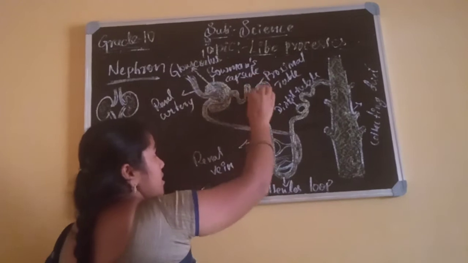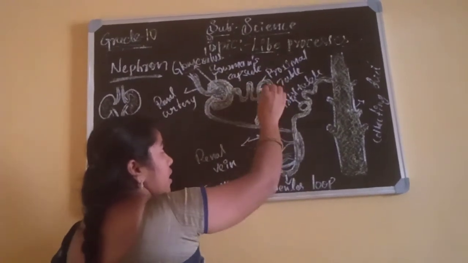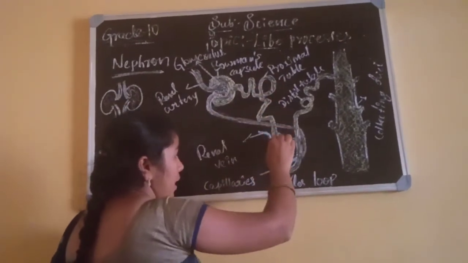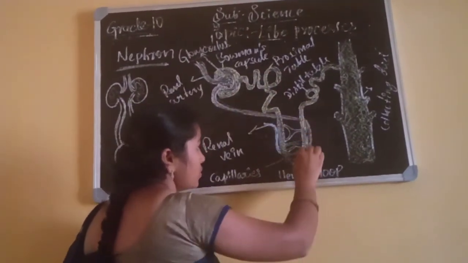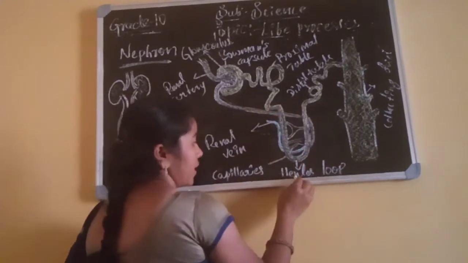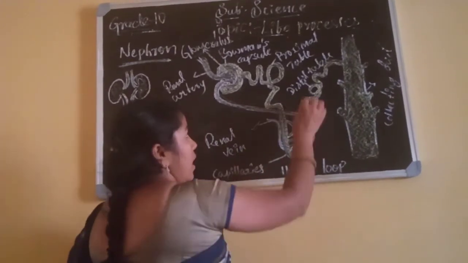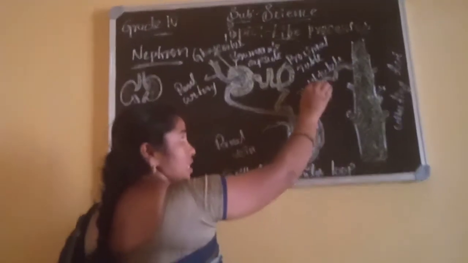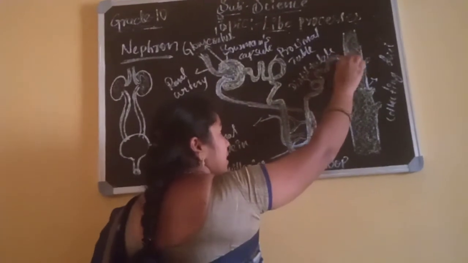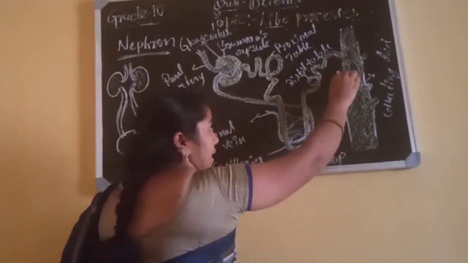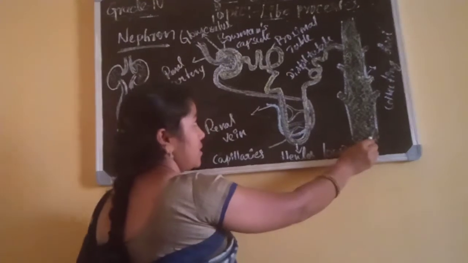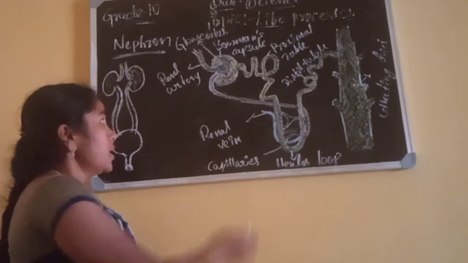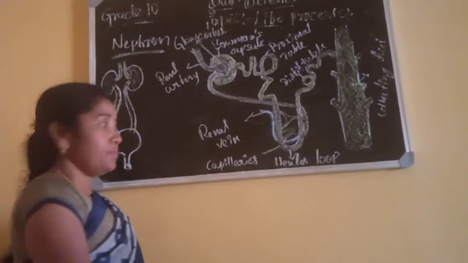Here a tube-like structure is there that we can call the proximal tubule, and that tube-like structure comes down through the loop that we can call Henle's loop. Again here that tube-like structure is the distal tubule, and finally it's connected to the duct, that is the collecting duct. This is the structure of the nephron. Now let's see its function.